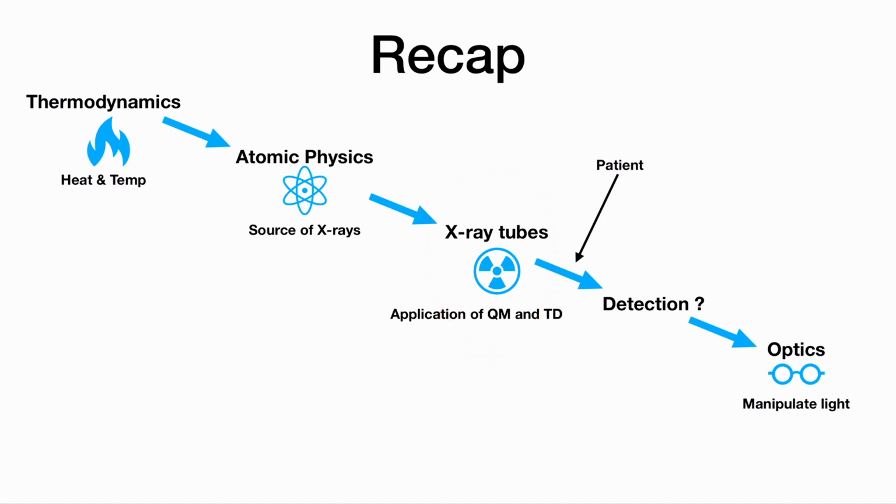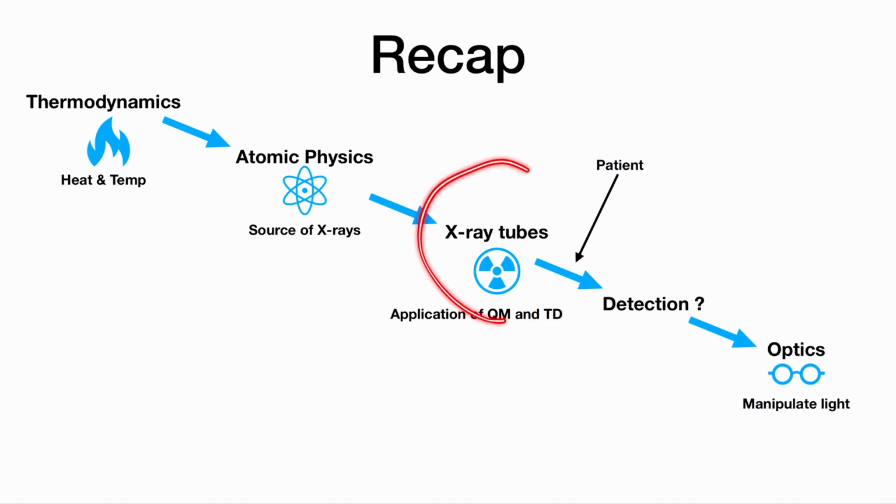They are our way of causing nature to be at an excited state, which is uncomfortable for nature. It's an unstable state. Therefore, when nature emits the extra energy which causes it to be unstable, that energy would typically be of the X-ray kind. That's what an X-ray tube is. It's nothing more than the application of the quantum mechanics involved in atomic physics, together with thermodynamics.